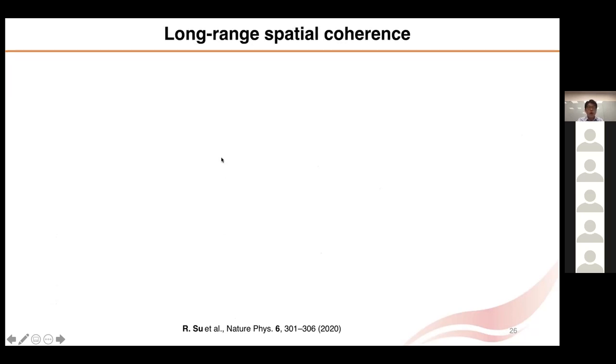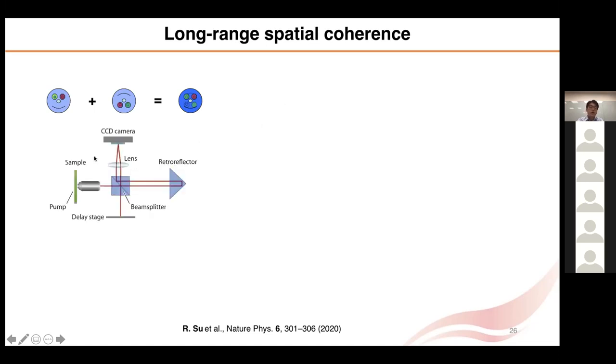Furthermore, the occurrence of condensation is usually accompanied by long-range spatial coherence. So we send the image of the lattice above the threshold into a Michelson interferometer, with one arm replaced by a retroreflector to flip the image in a center-symmetric way. This enables us to probe the global spatial coherence throughout the whole profile.